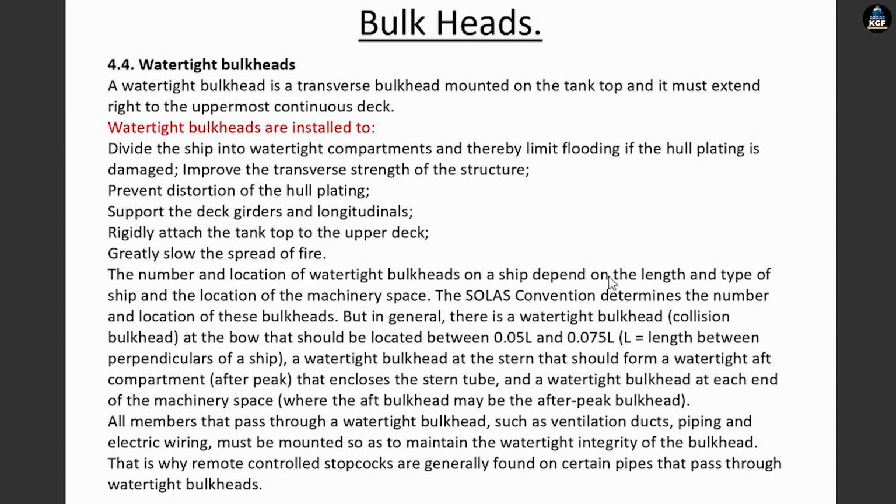Bulkheads. Watertight bulkheads. A watertight bulkhead is a transverse bulkhead mounted on the tank top, and it must extend right to the uppermost continuous deck. Watertight bulkheads are installed to divide the ship into watertight compartments and thereby limit flooding if the hull plating is damaged, improve the transverse strength of the structure, prevent distortion of the hull plating, support the deck girders and longitudinals, rigidly attach the tank top to the upper deck, and greatly slow the spread of fire.